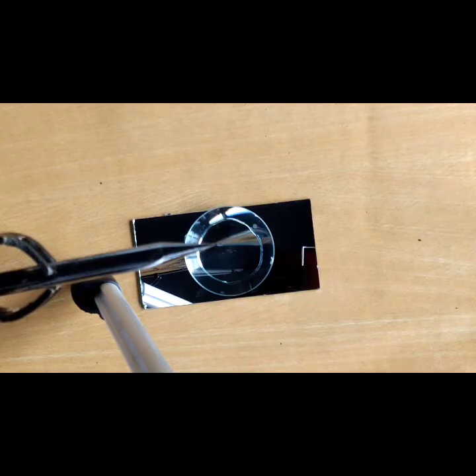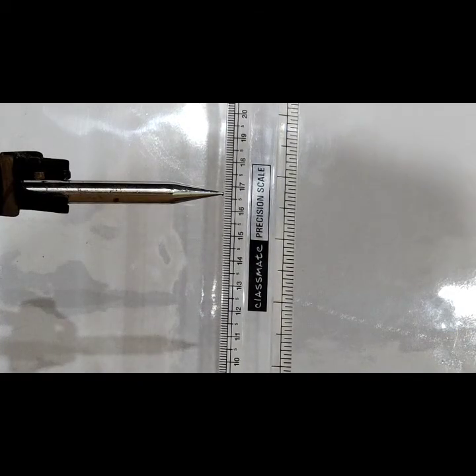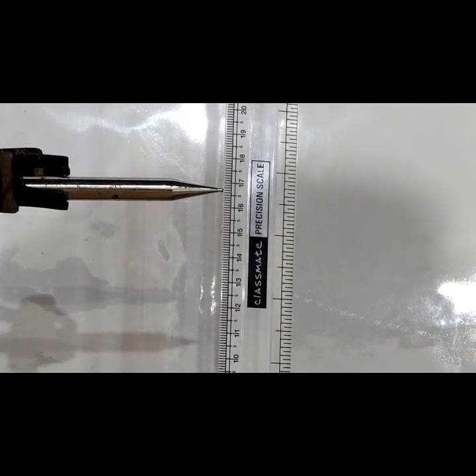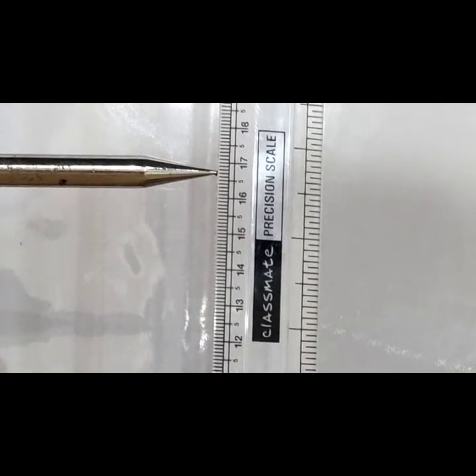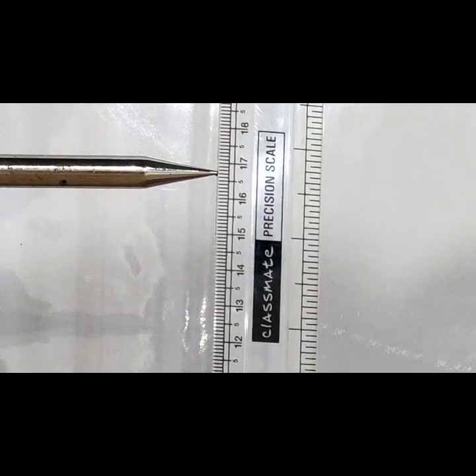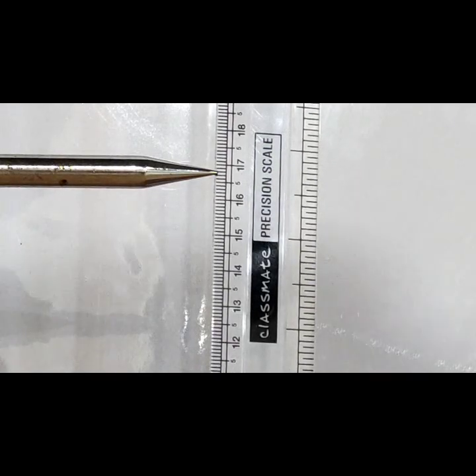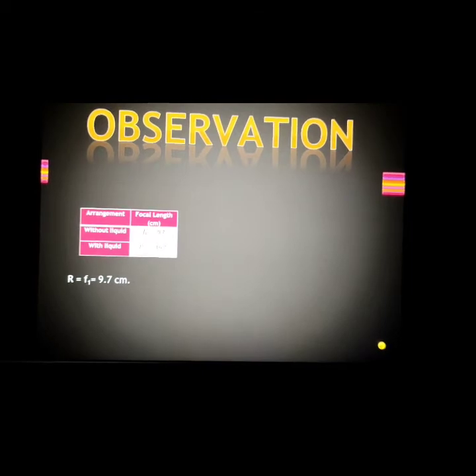So next we will have to measure the distance of the object from the combination of lenses. Okay, you can record the readings. This is capital F. Post your readings in the chat box. Check your observation.